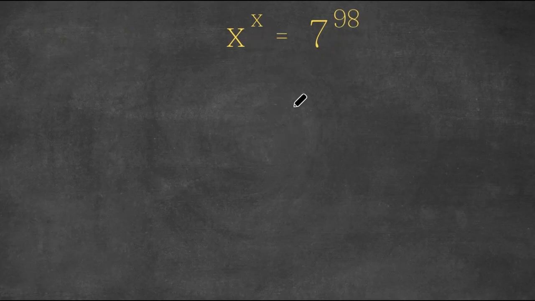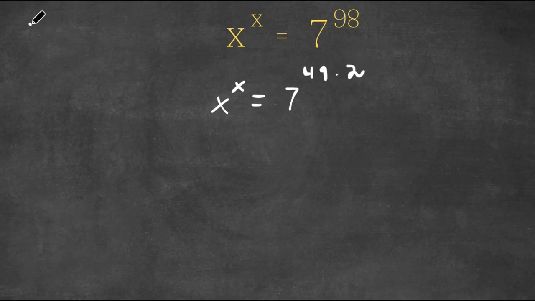So we have x to the power of x is equal to 7 to the power of 98. Now, what I'm first going to do is I'm actually going to rewrite this 98 as 49 times 2. So now we have x to the power of x is equal to 7 to the power of 49 times 2.